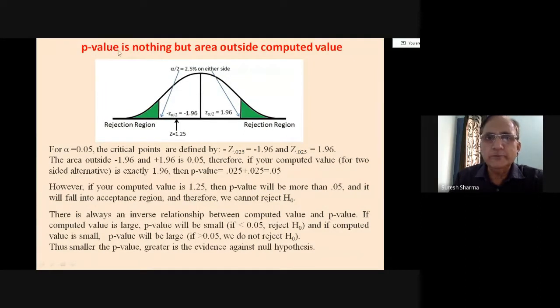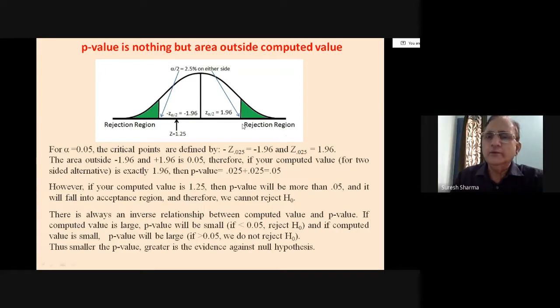See what is written at the top. P-value is nothing but area outside the computed value. So let's say 1.25 is somewhere here. So if you drop a line here, the rest of the area outside will increase, that means the green region will increase and it will be more than 0.05. And once it becomes more than 0.05, it will go into the white region. That is your acceptance region. You cannot reject your H0 because you are falling into the acceptance region.